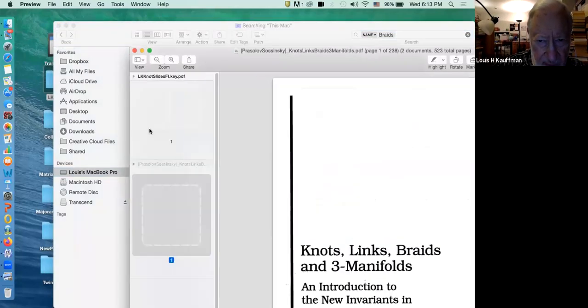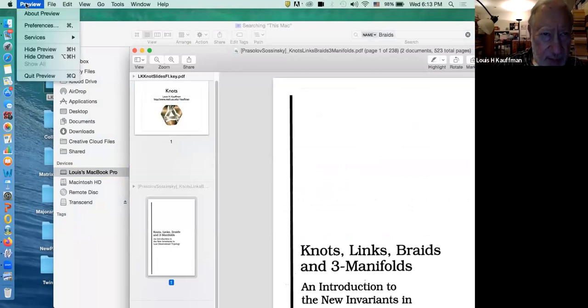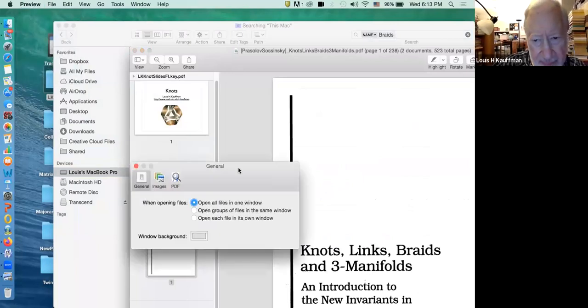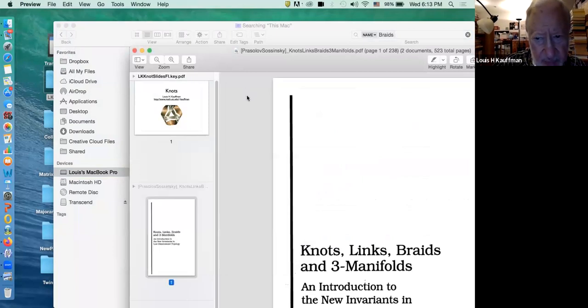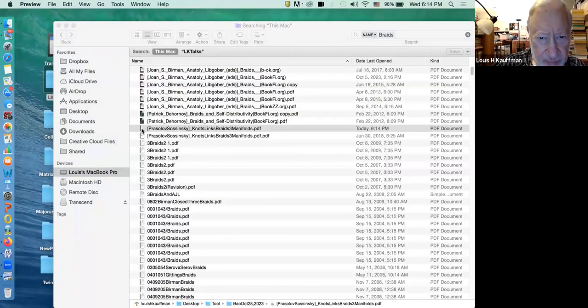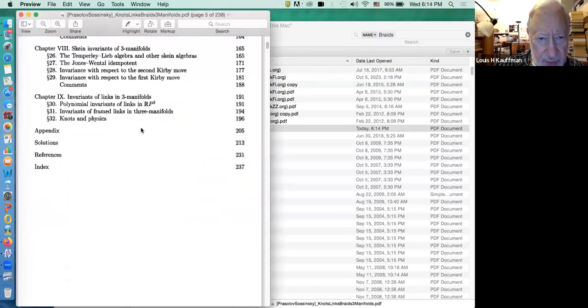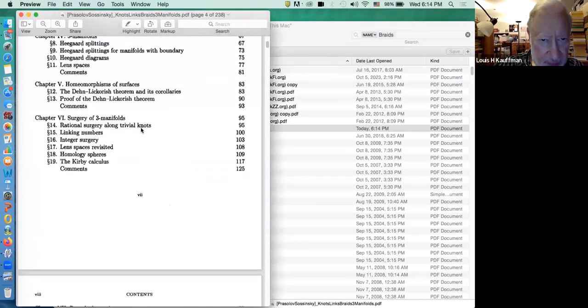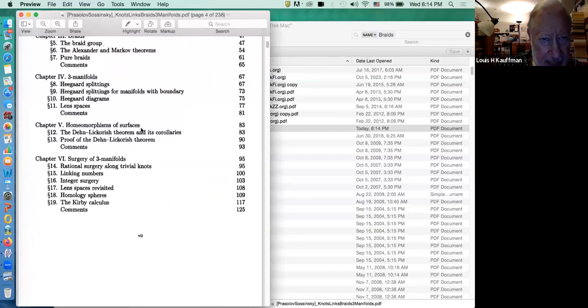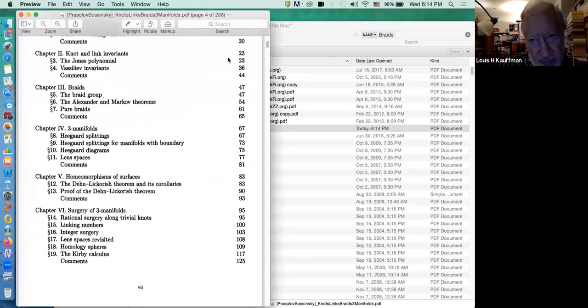I'm going to try this. Just for the sake of giving you some pictures of braids. Let's see. Braid group, right.